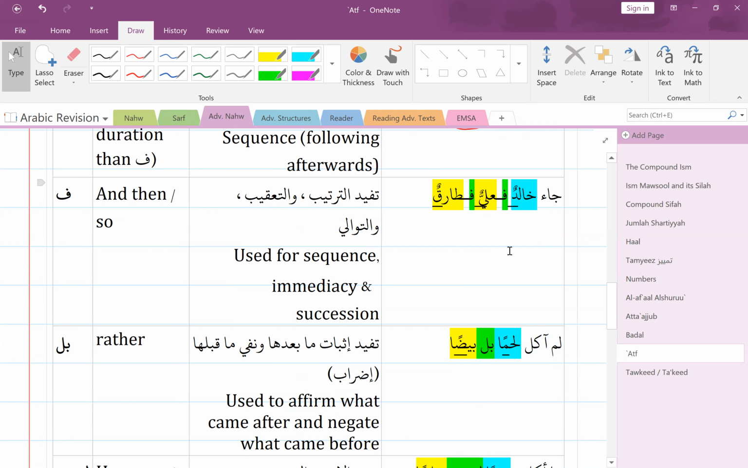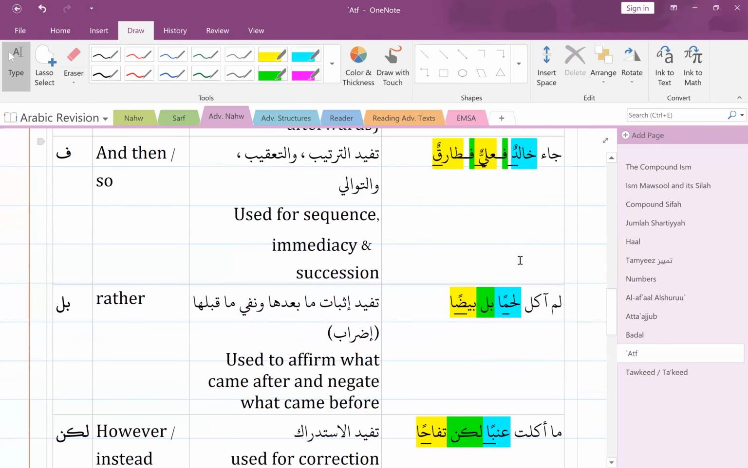of who came after what, like how it happened. It's telling you, and it was almost immediately, like Khalid entered, then Ali entered, then Tariq entered. That's basically telling you how it happened almost immediately: Khalid followed by Ali, followed by Tariq, immediately in that order. Okay, so that's what it means.